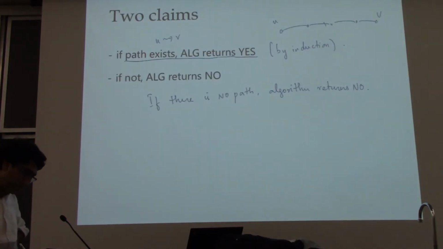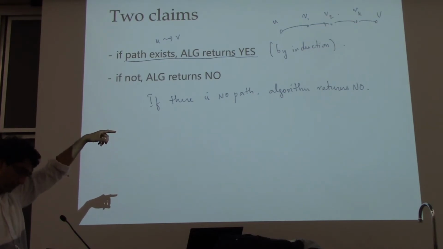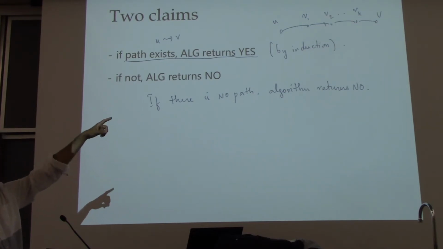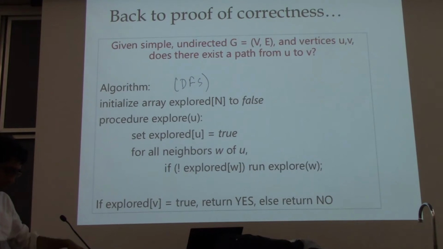So earlier we started off with assuming, okay, let's look at this U, V1, V2, up to Vk. Right? But now there is no such path. So, how are you going to prove that? You can probably do it by contradiction. So okay, if it returns a yes, there is clearly a series of explore calls, which means there is a path. Yeah, so that's one way of showing it.